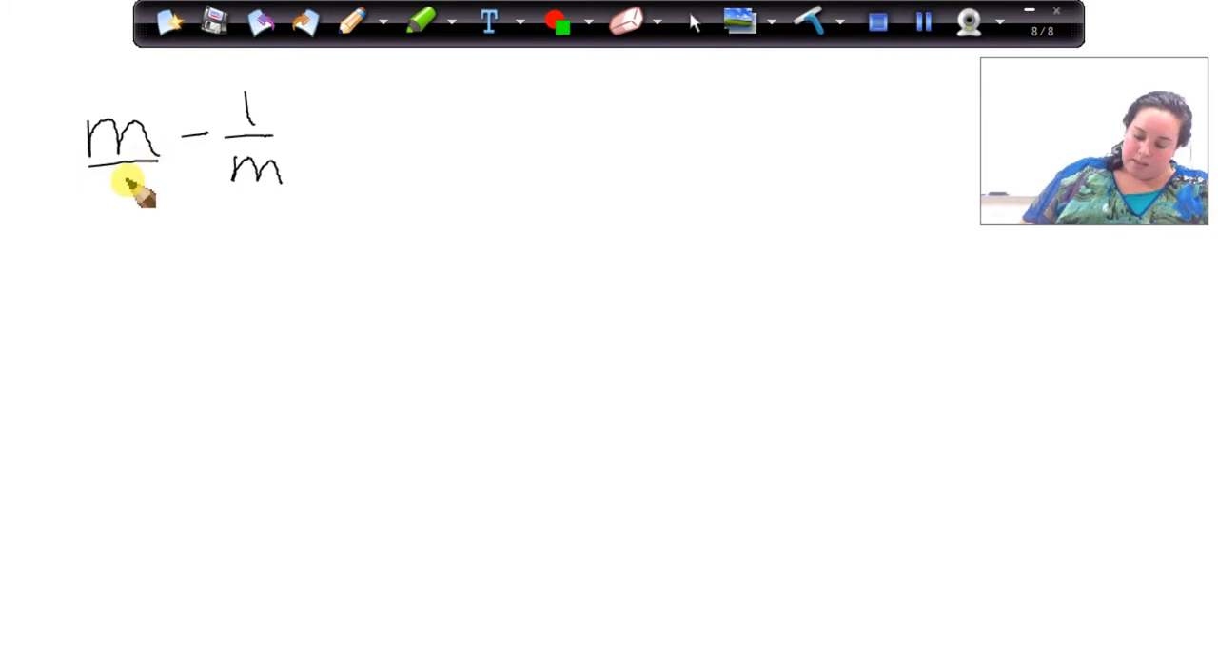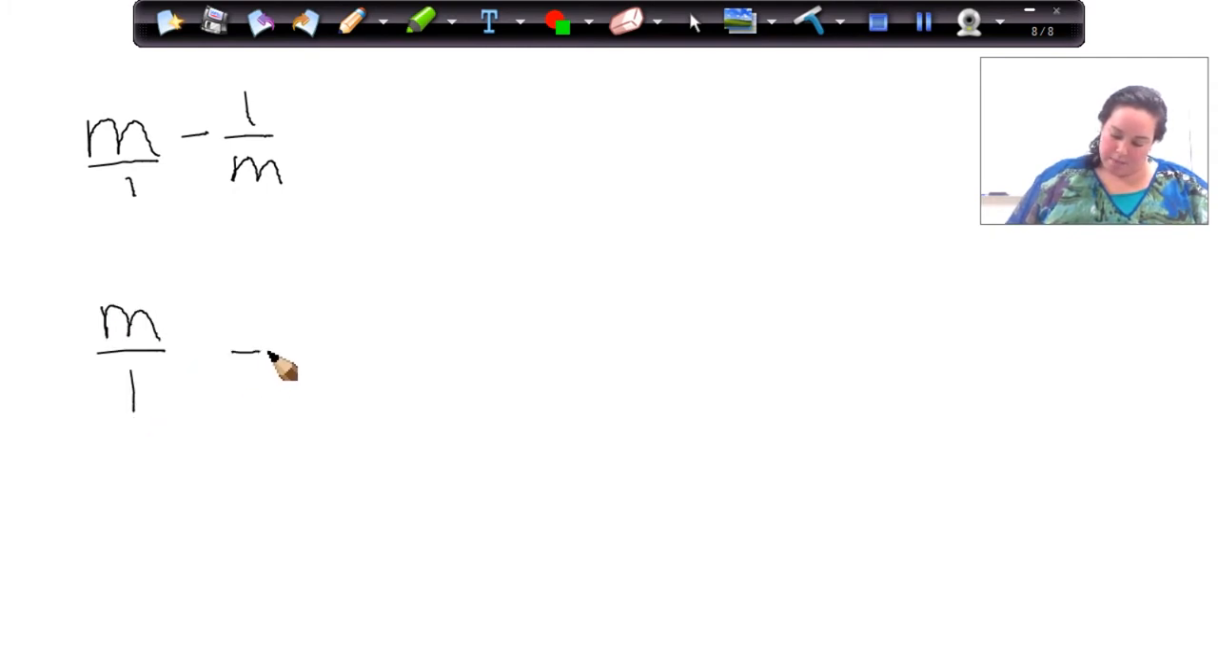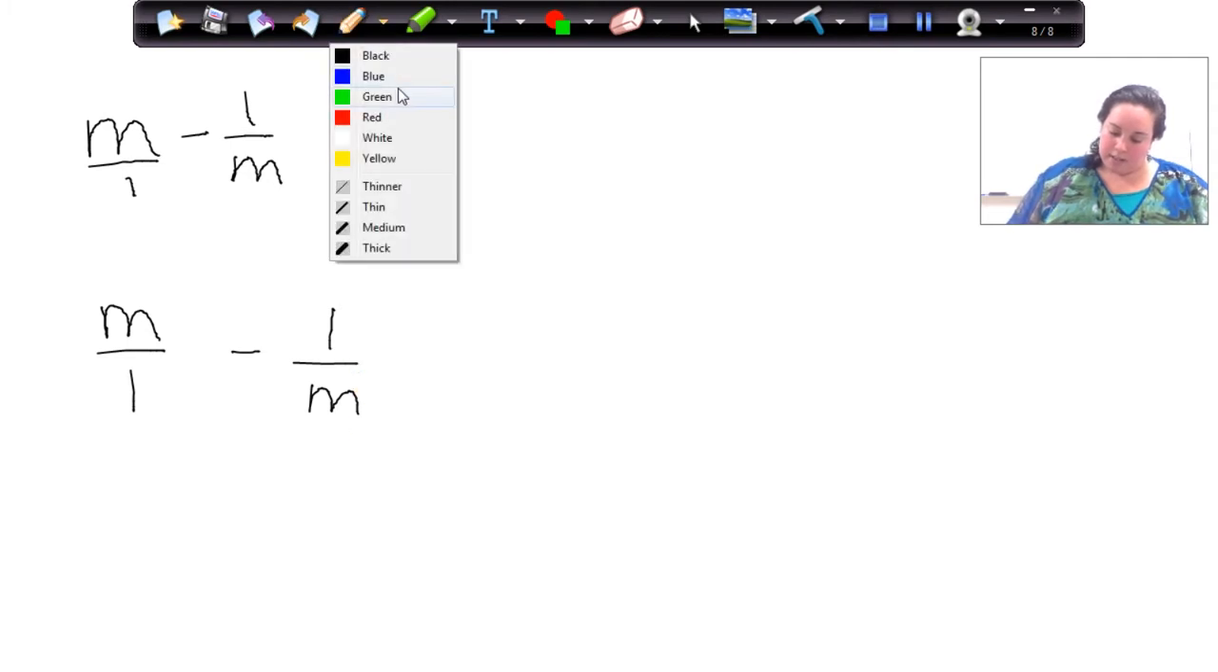This, notice, is m over 1 minus 1 over m. So to subtract these, first thing we need to do is find a common denominator, which we have 1 and we have m as our two denominators, so the least common denominator is going to be m. So we need to multiply m over 1 minus 1 over m. Okay, this already has the correct denominator.